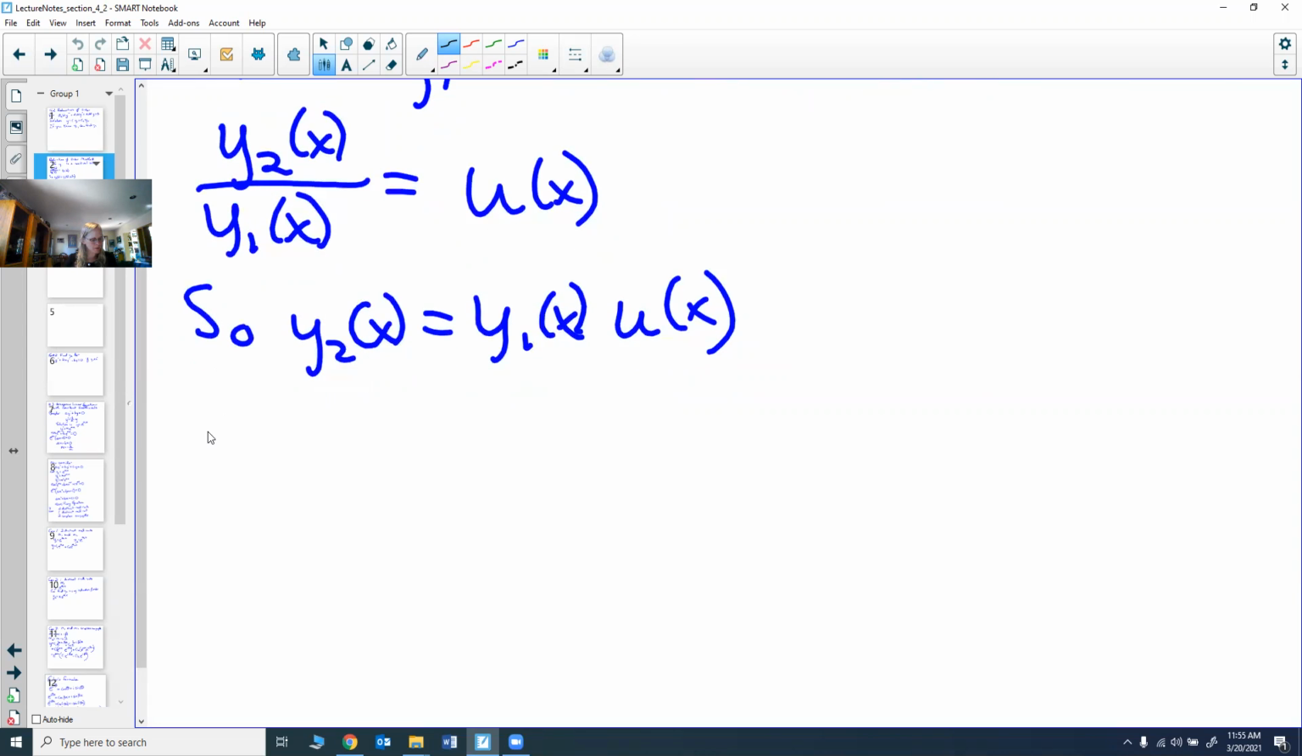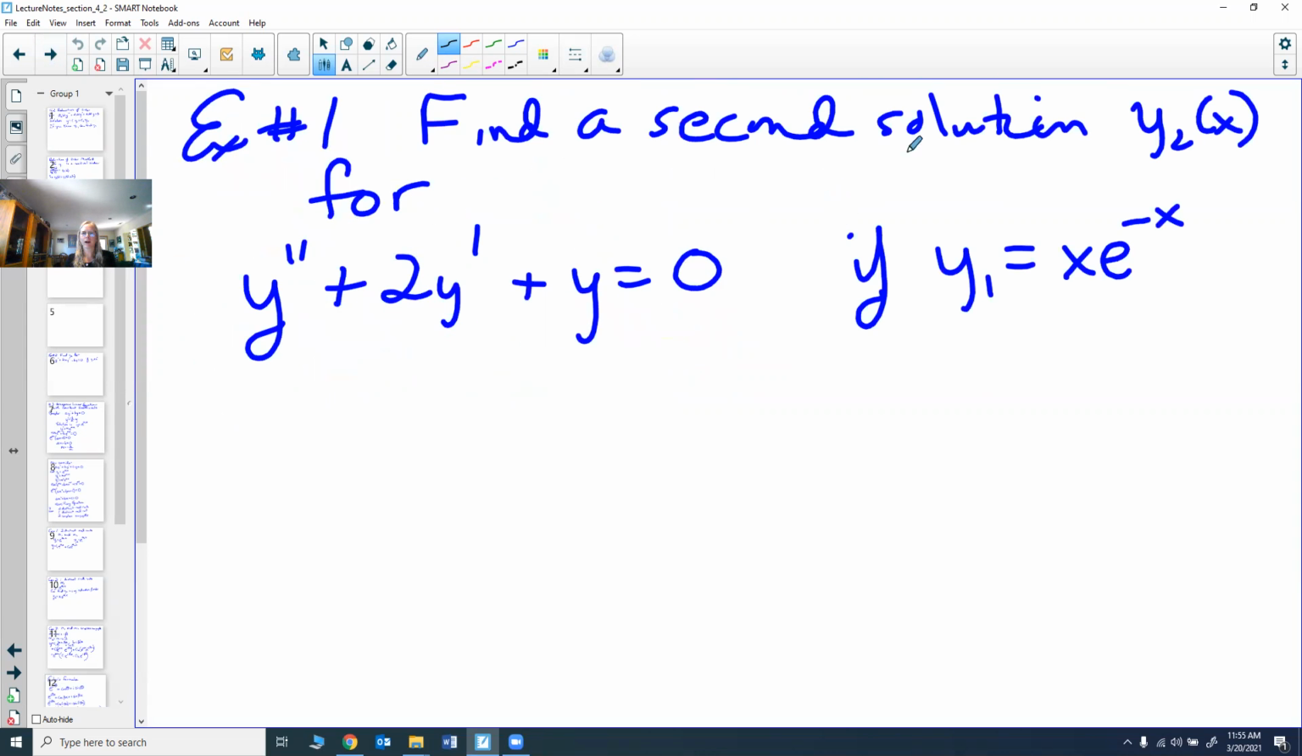So let's see how we go about doing this and what it looks like. The best way is just to do an example. Find the second solution y2 for y double prime plus 2y prime plus y equals 0 if y1 equals x e to the minus x. So again, what we're going to do is guess. We're going to say y2 is u times y1, figure out what that u is, and then figure out what y2 is.